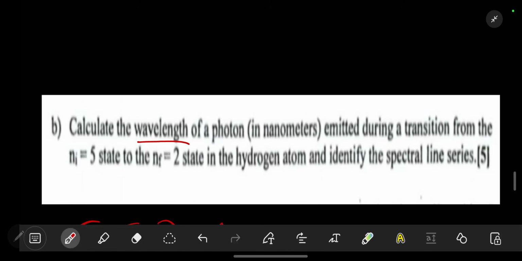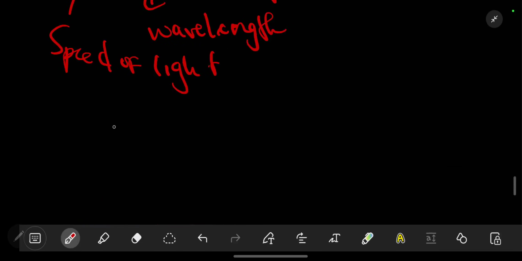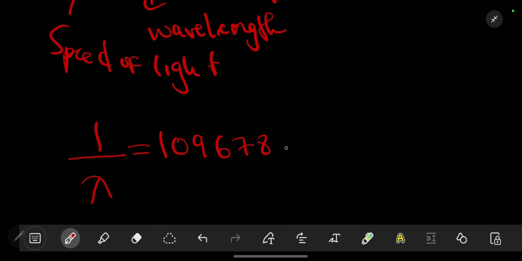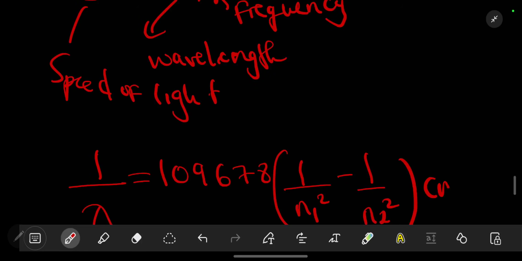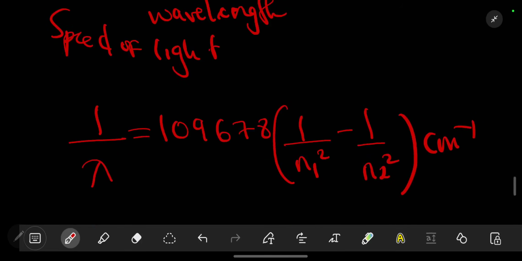So now when we look at this change, there are two formulas that are used to calculate the wavelength. It can be 1 over the wavelength is equal to 109,678, just follow the numbers like that. Then we have 1 over n1 squared, where n1 is the initial, minus 1 over n2 squared. Then we are going to say this is in centimeter to the power negative 1, like that.